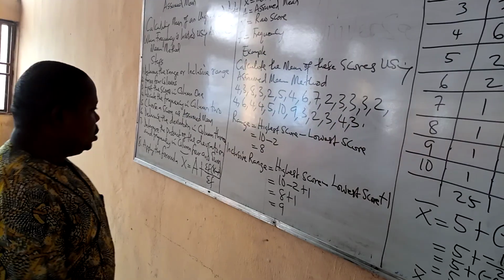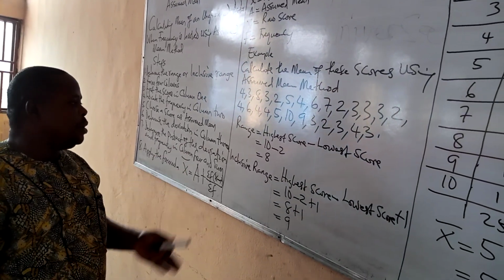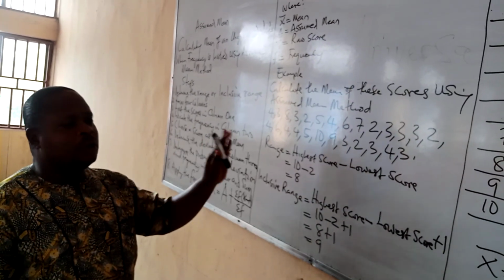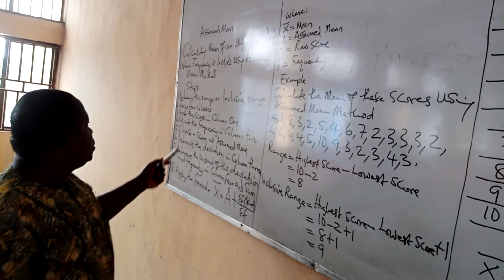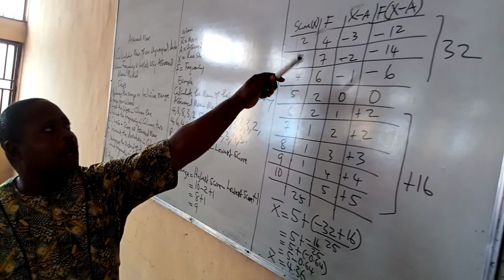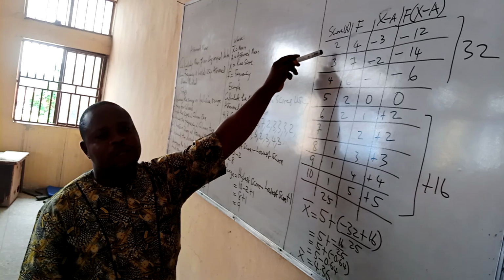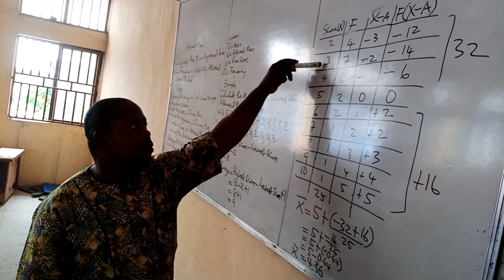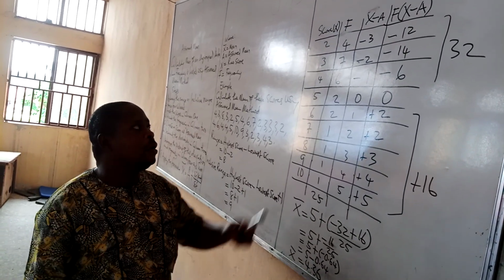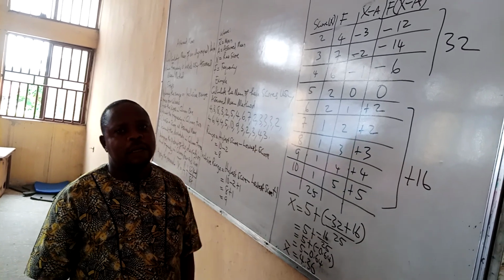Now that the range and the inclusive range have been determined, and we are certain that this data falls under ungrouped data, we can now create 4 columns. The 4 columns are created here. In column 1, we are supposed to arrange the scores. The scores are arranged here from the lowest to the highest in ascending order: 2, 3, 4, 5, 6, 7, 8, 9, and 10.